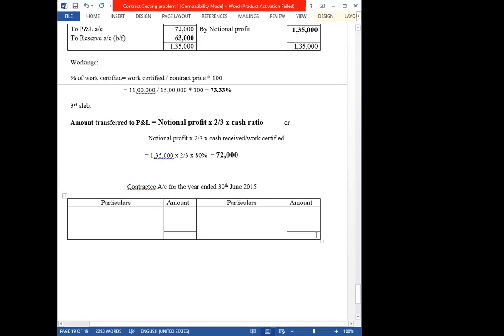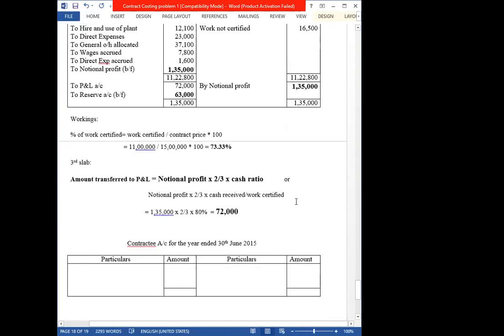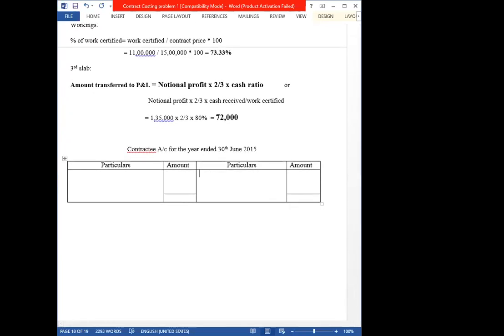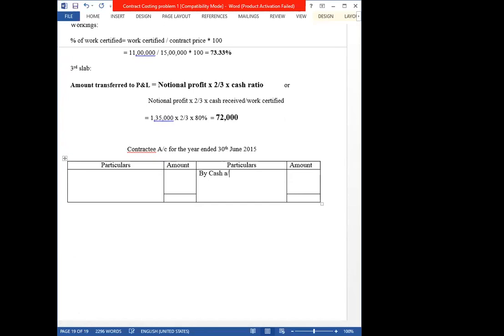Okay, next, you have to see if you have received any cash, the cash should come in the credit side of the contractee account. I think in this problem, the cash is received on account, that is 8,80,000. So if any amount is received, that should come in the credit side. So write by cash account. How much is the cash? 8,80,000. So that's all, nothing else. There is no opening balance and all. So I'm going to balance it.